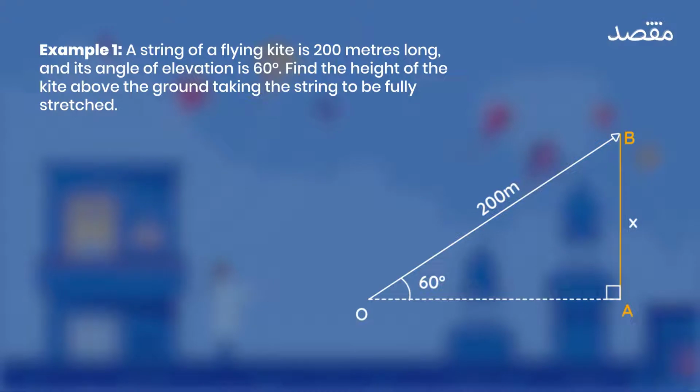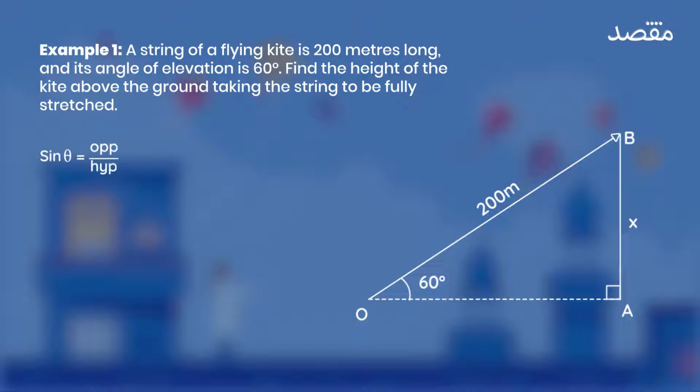हमें height AB find करनी है, so let's call that X. In relation to the given angle, this is the opposite side. तो हमारे पास opposite side है और hypotenuse है. तो हम कौन सा ratio use कर सकते हैं? That's right, sine. So sine is what?